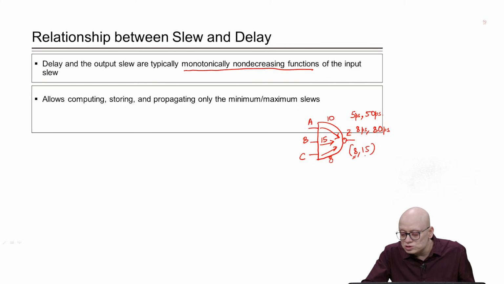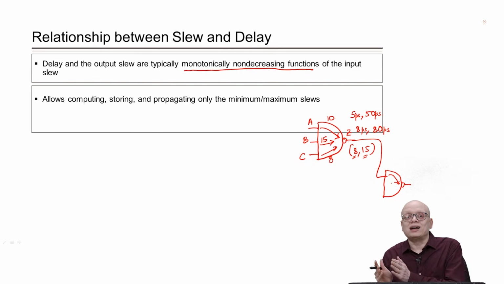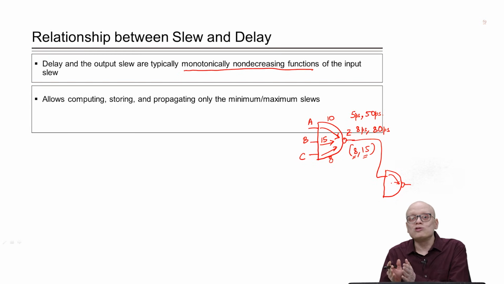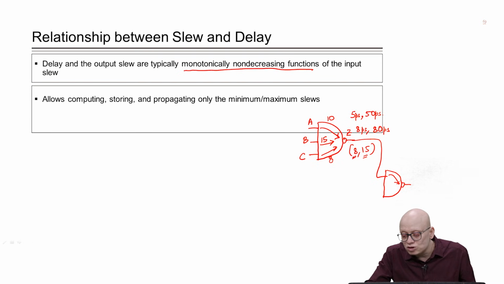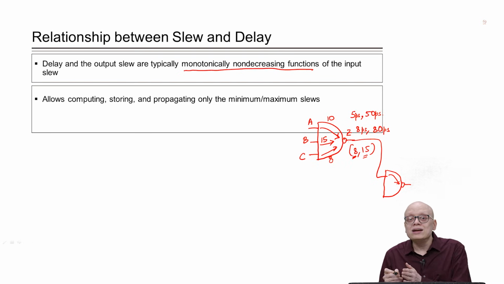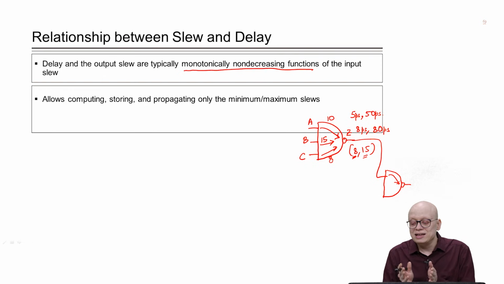So, just by using 8 and 15, if it is driving some other logic gate in its fan out, we can compute the bound on the delay of that. Why? Because the delay for the circuit elements in the fan out is also a non-decreasing function. So, if we compute the delay corresponding to 8 and the delay corresponding to 15, then the delay for any other slew at the output pin Z will be within the range defined by 8 and 15.